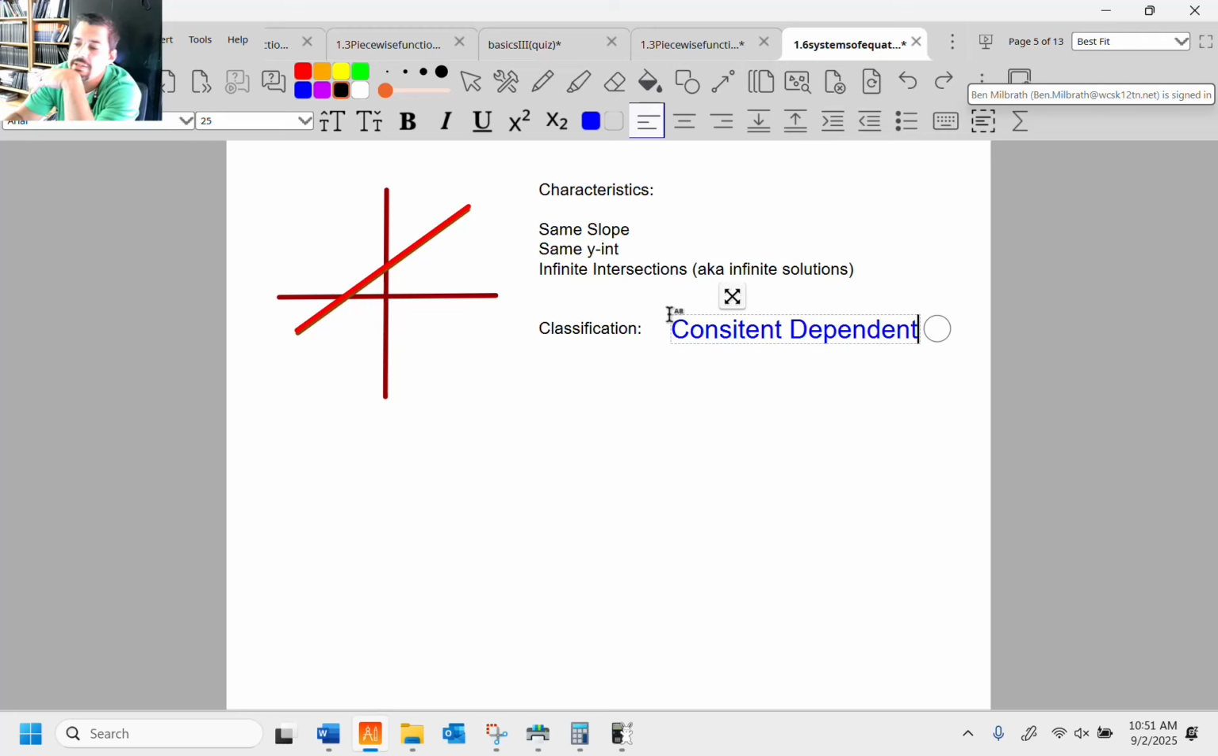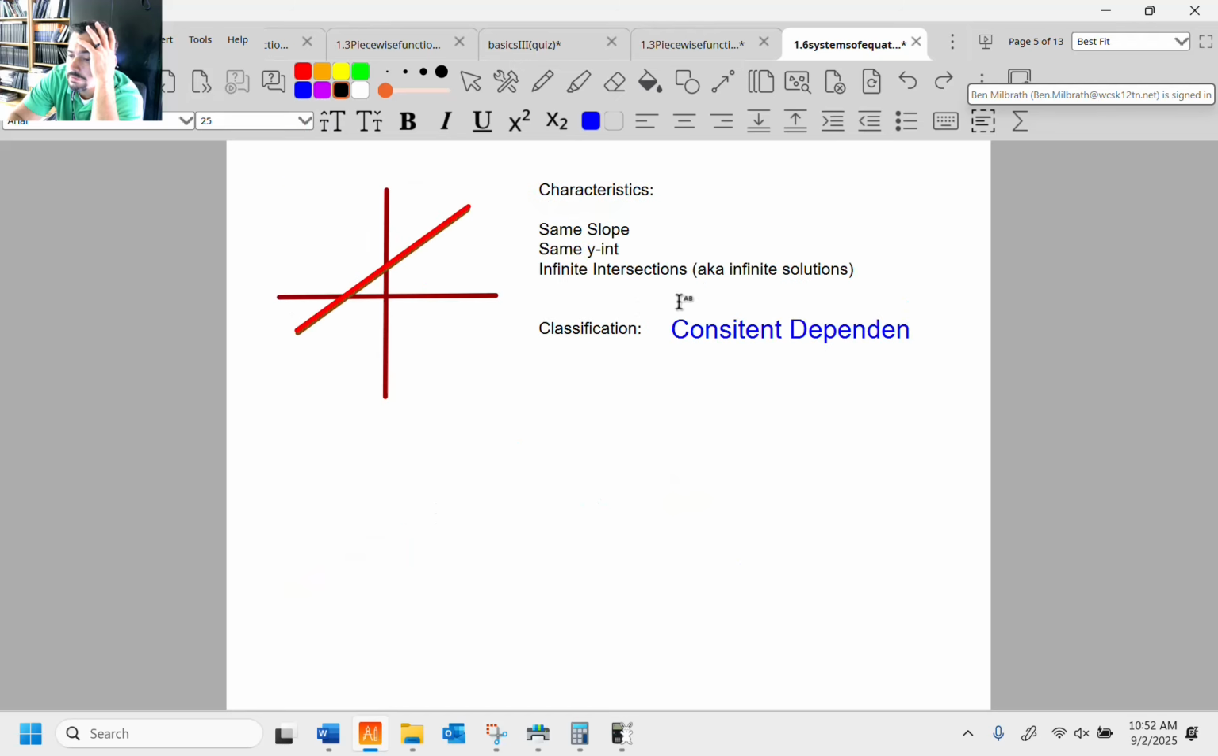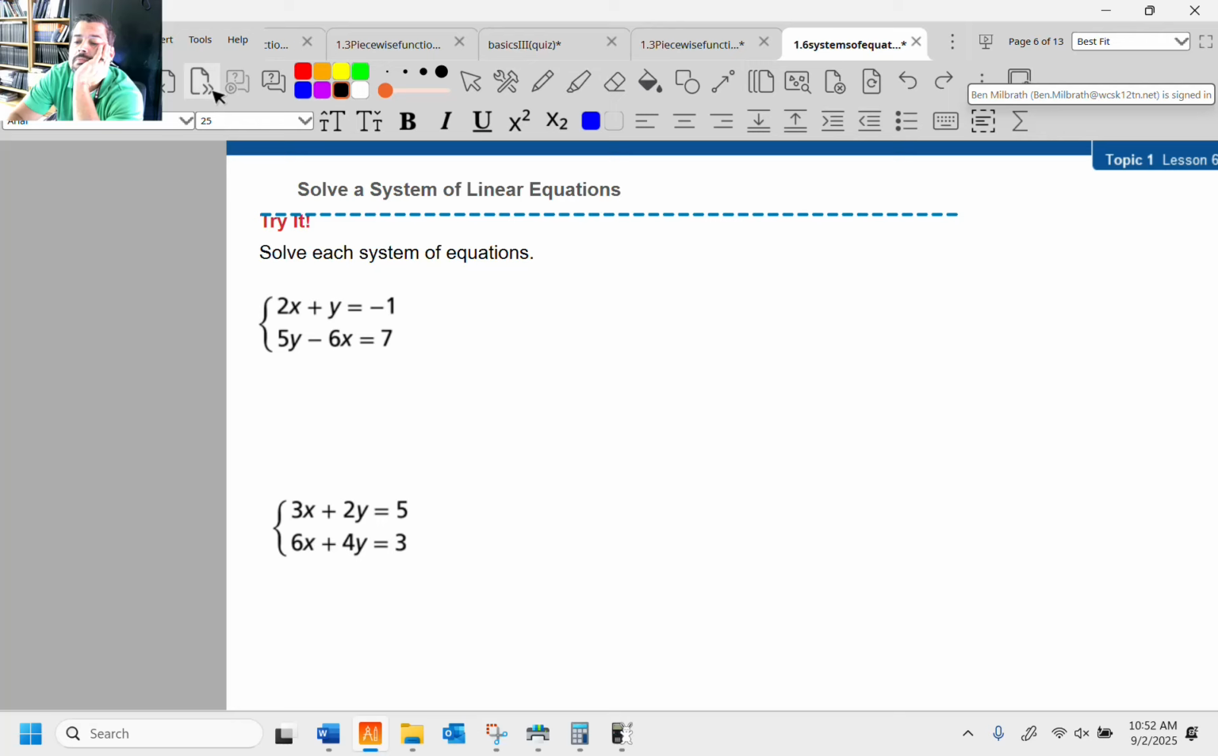There we go. Consistent. I'm missing something. Consistent. Dependent. That just looks wrong. Consistent. Yeah, I need another S there. I had a moment apparently. Consistent, dependent. Anyways, there's your classification.